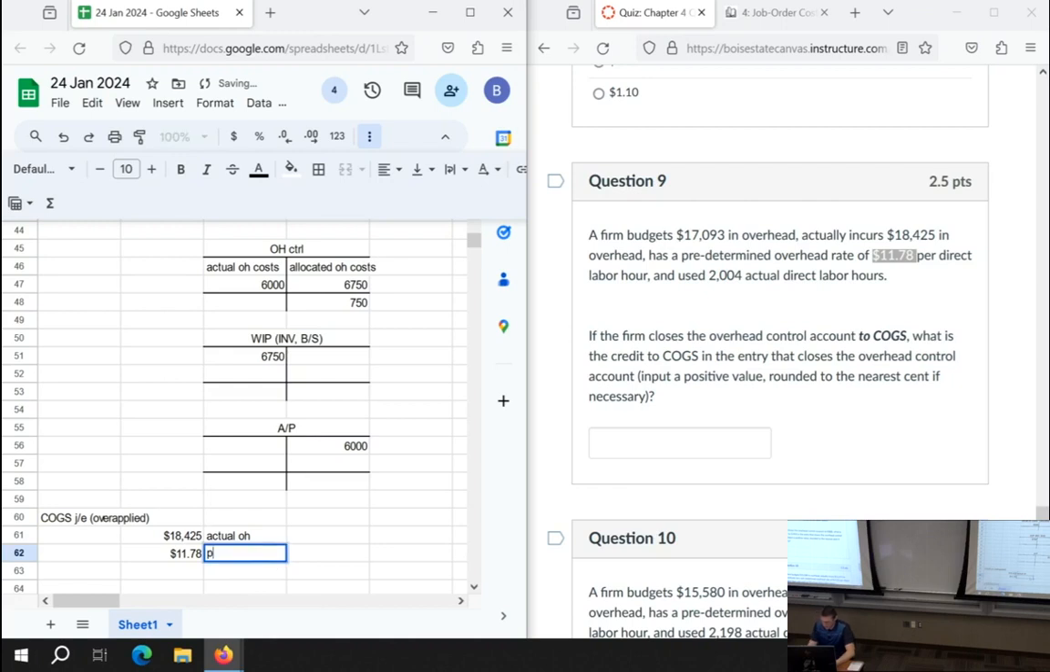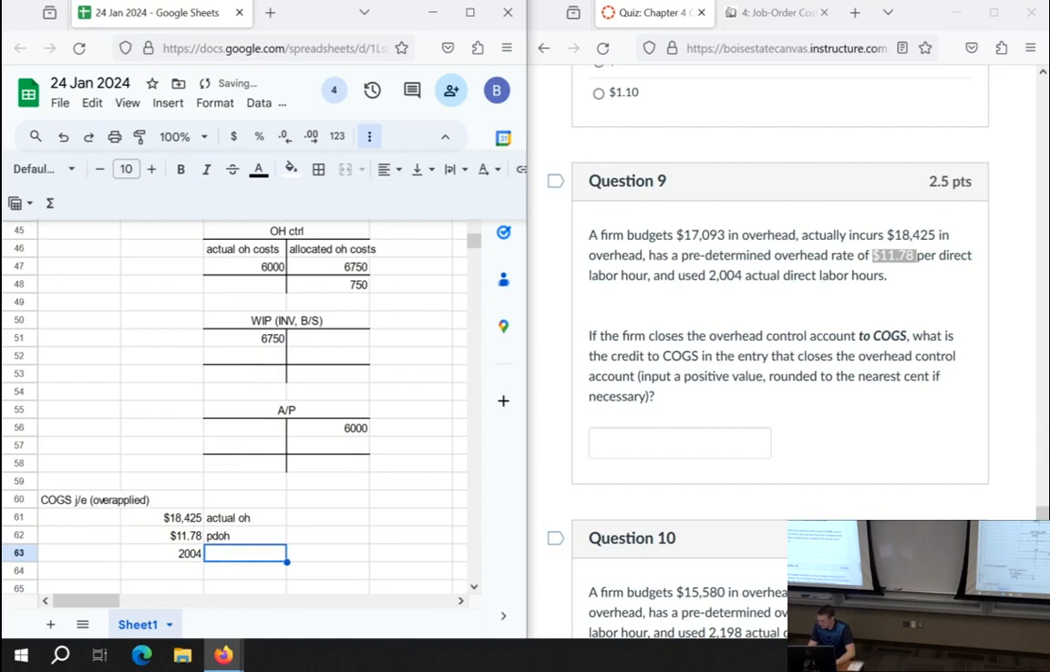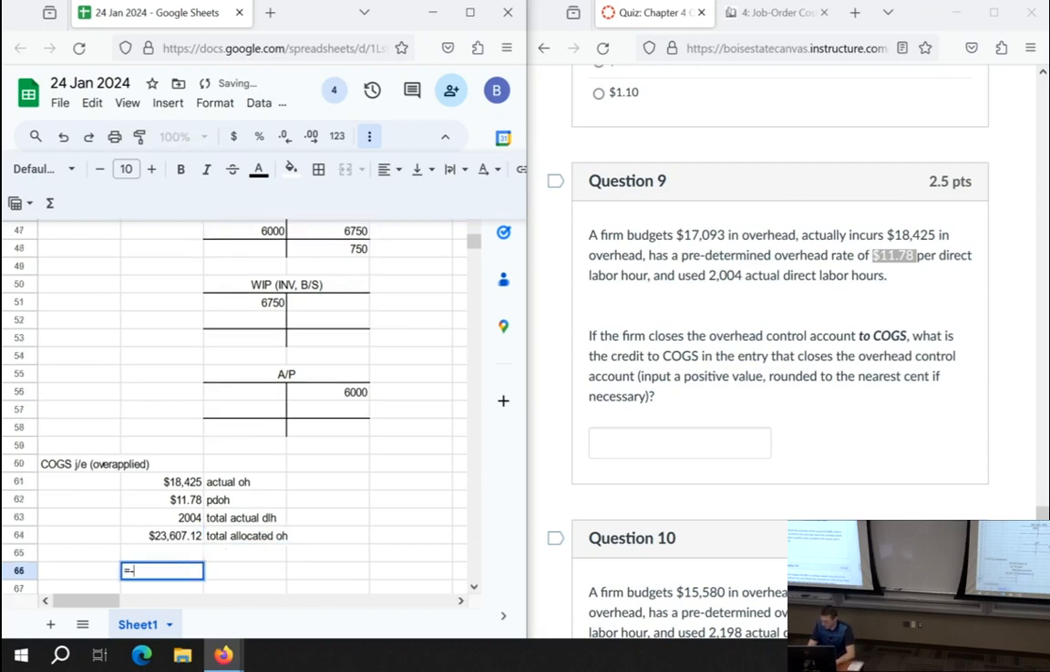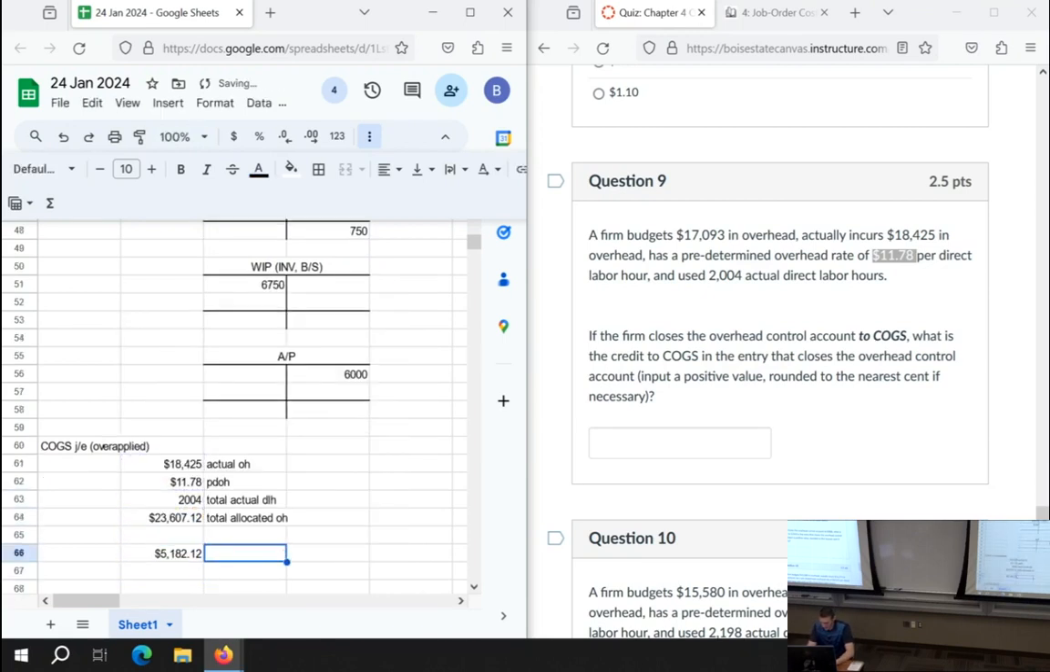11.78 is our PDOH rate. We consumed a total of 2004. That is our total actual direct labor hours. So that means we would have allocated 2004 hours times $11.78 of overhead cost per direct labor hour. This is our total allocated overhead for the period. So now we have a difference between these two, and that is our right-hand side credit balance in overhead control.